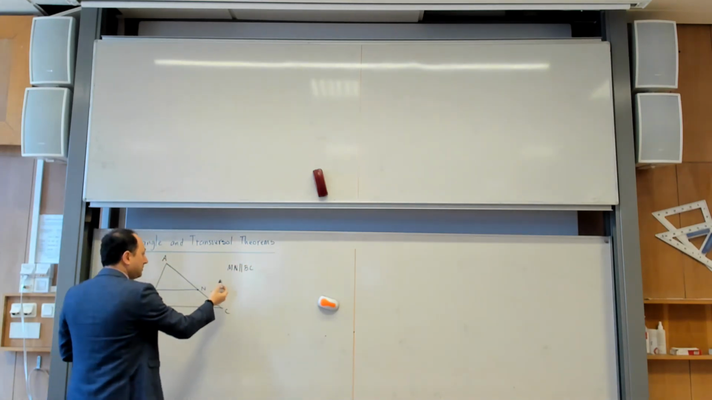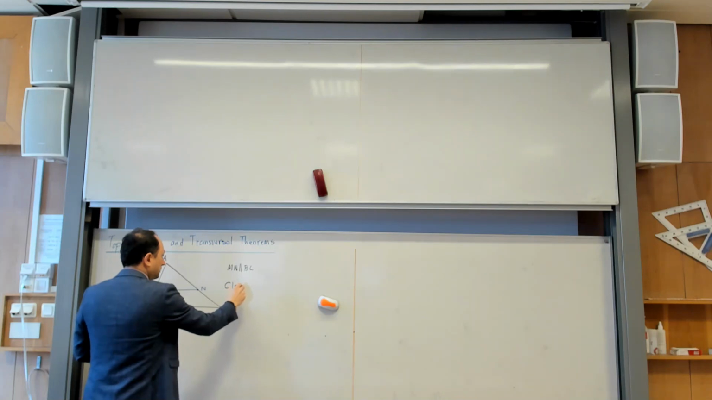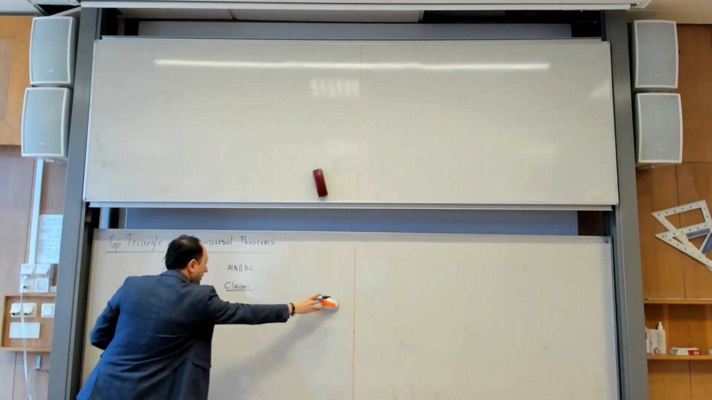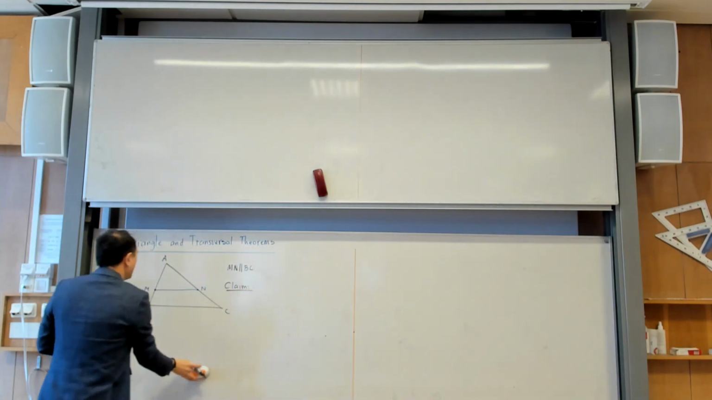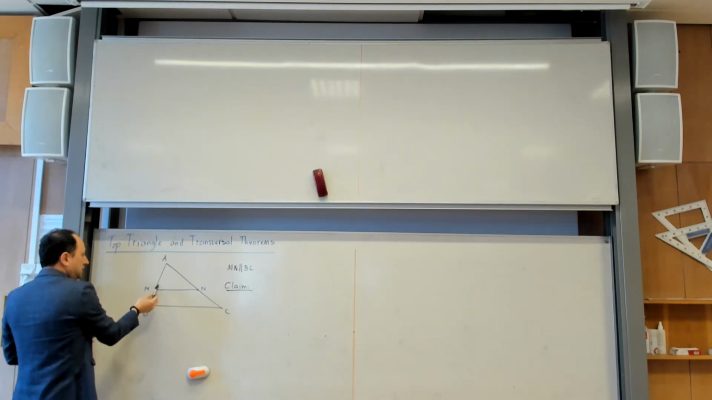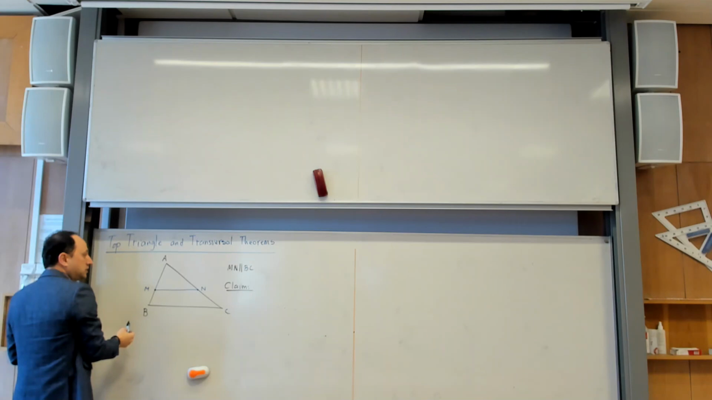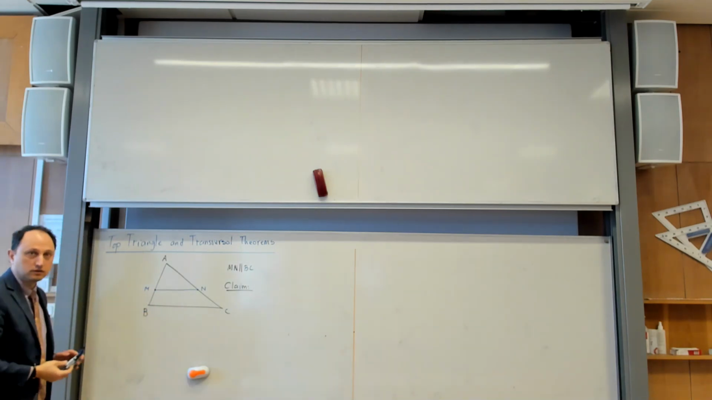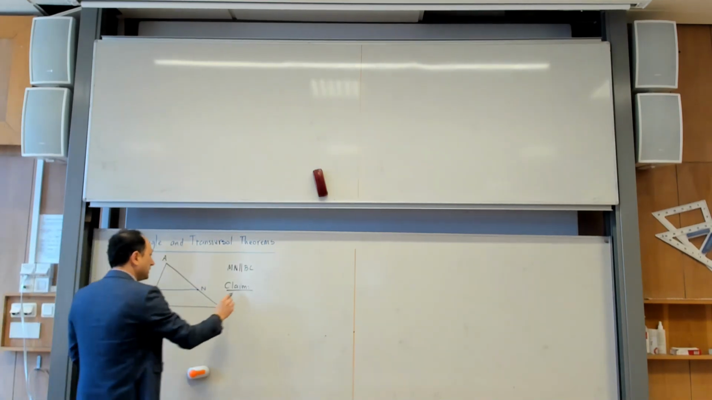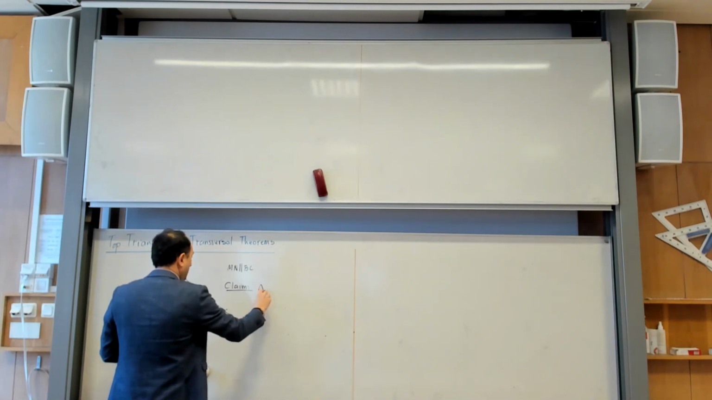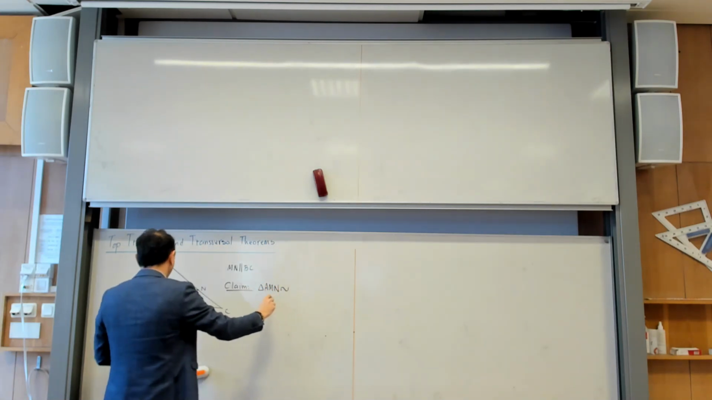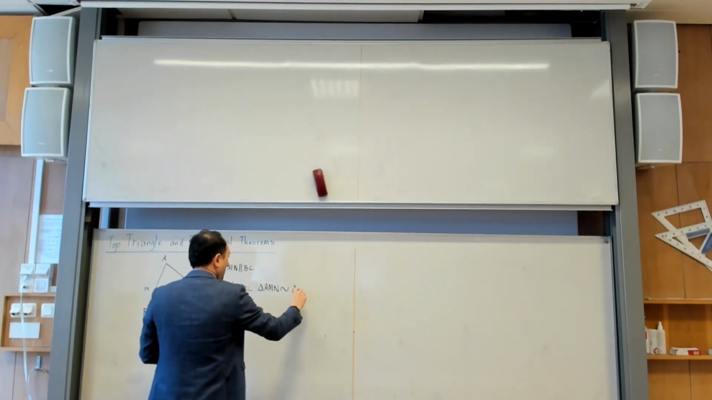Now the claim is this, which is of course very easy to understand. The claim is that when you do this, you generate a new triangle. This triangle is similar to the old one. It's very, very simple to understand. So this means that the triangle AMN is similar to the original triangle ABC.